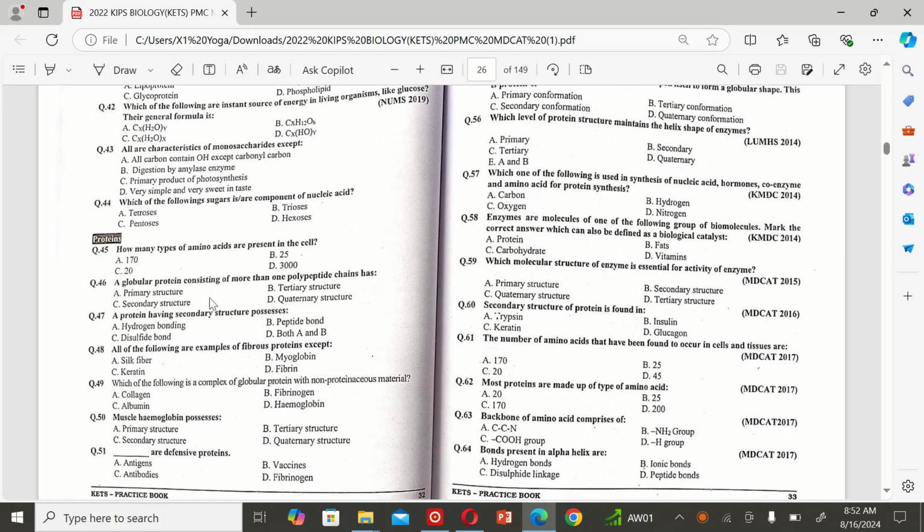The next MCQ is: a globular protein consisting of more than one polypeptide chain has A, primary structure, B, tertiary structure, C, secondary structure, and D, quaternary structure. So the correct option is D.